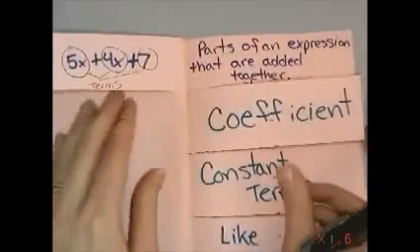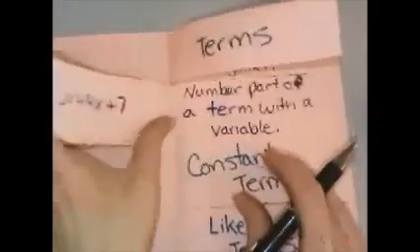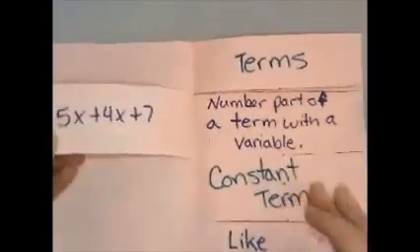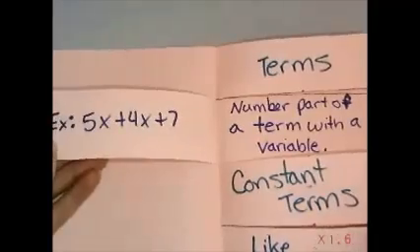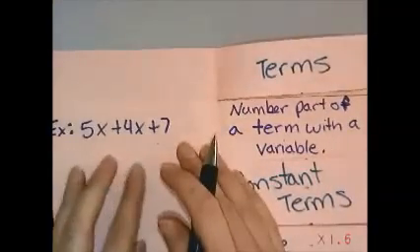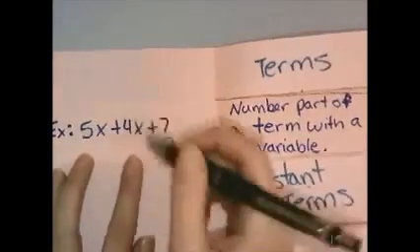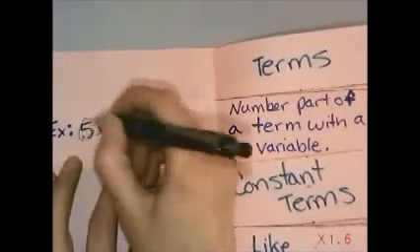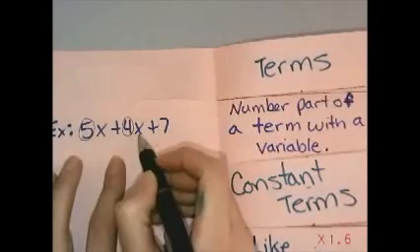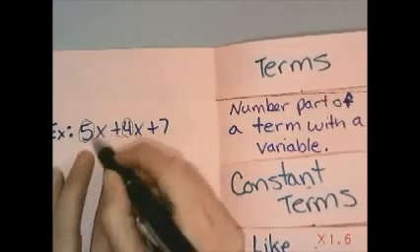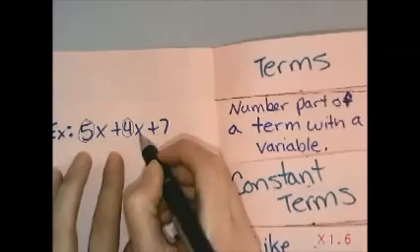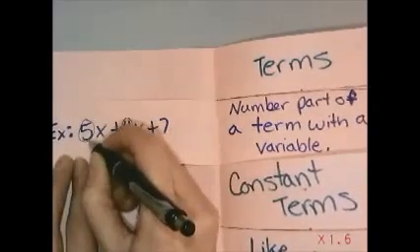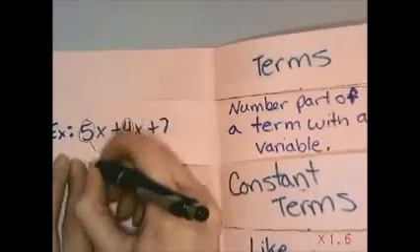Okay, and then next you have a coefficient. It's the number part of a term with a variable. And here's our example. And you are going to circle the coefficients. Coefficients, just the number part of a term with a variable. Since 5x has a variable, 4x has a variable, the number part would be the 4, the number part would be the 5. So these are called coefficients.